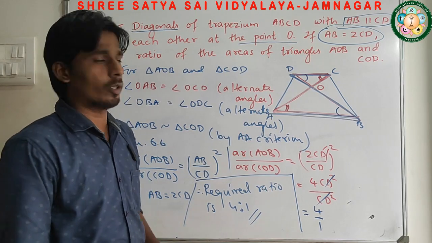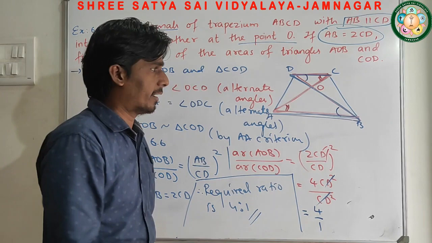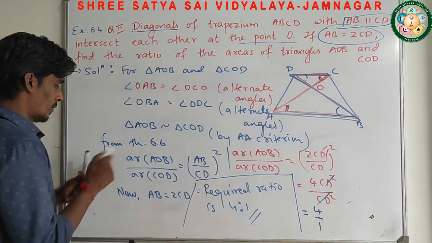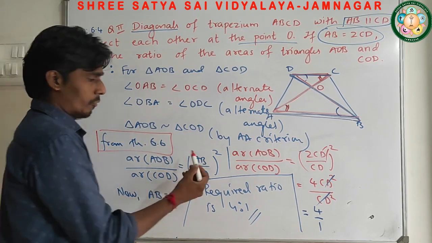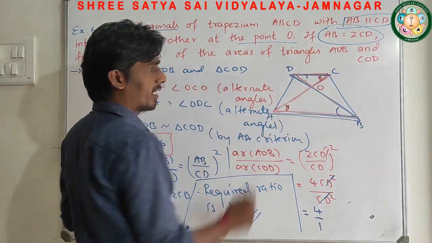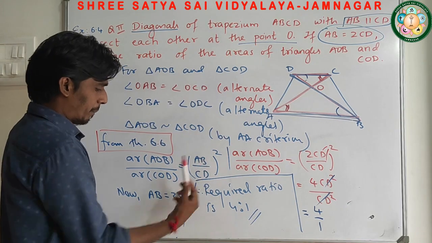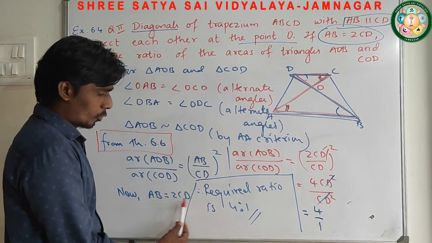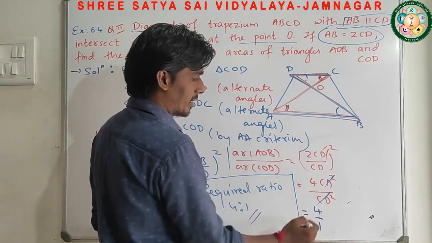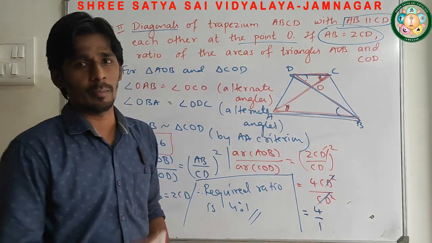So the only important thing you have to know for this solution is that we have to prove these two triangles similar first. Once you prove these two triangles similar, then by applying theorem 6.6, we have to take the ratio of any two sides. We are going to take AB and CD because the relation is given here. So AB square upon CD square. Replace the value of AB by 2CD. By replacing it, I got 4CD square upon CD square. CD square cancels. 4:1. So this is the required ratio for question number 2.